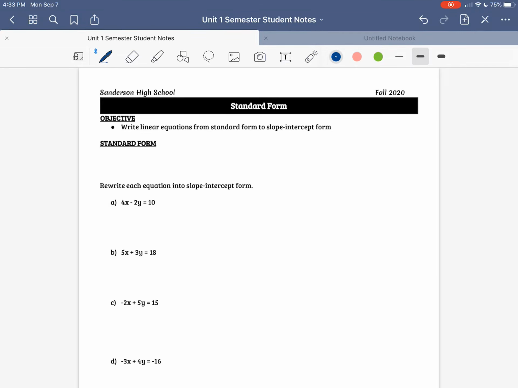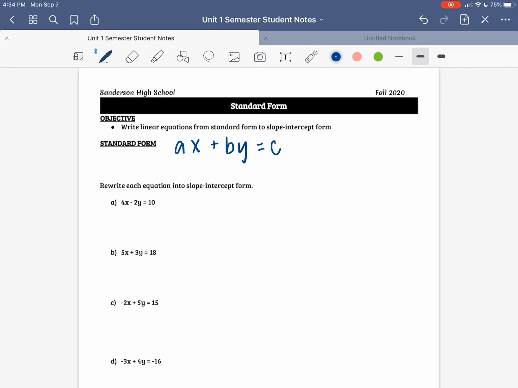Today we're going to look at another type of linear equation, but it's going to be in standard form. What standard form looks like is ax plus by equals c. So things to notice in that equation, we do still have an x and a y, just like in our other linear equations. So we've looked so far at slope-intercept and point slope.